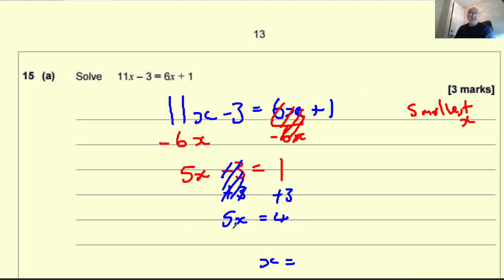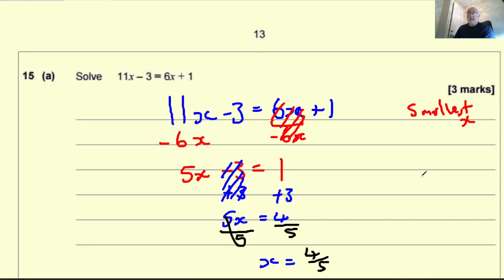And my last stage here, divide through by whatever the coefficient is. So divide through by that will just give me 1x. So my answer will be 4/5. I could put that as a decimal or a fraction, it makes no difference. I'm going to leave it as a fraction.